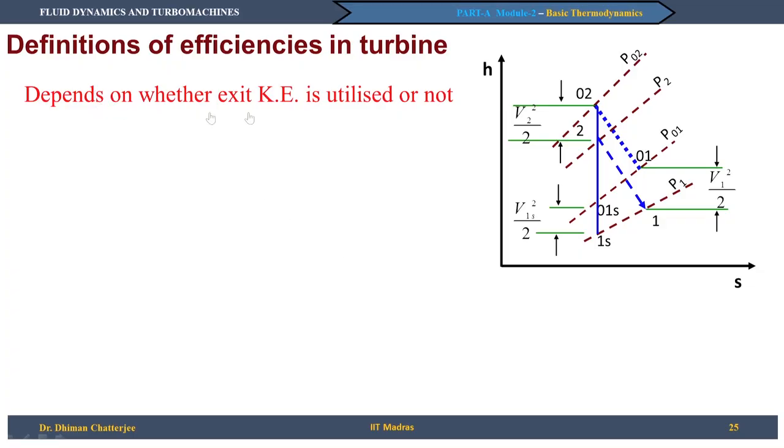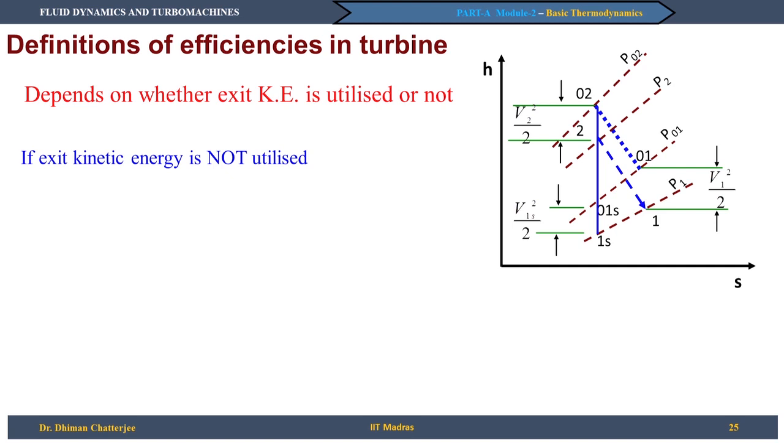So, it brings us to the next stage. Next question is that it is not utilized. If the kinetic energy is not utilized, like in a land based gas turbine, where the last stage ideally I would have liked the fluid to leave without any kinetic energy, but that is not possible.